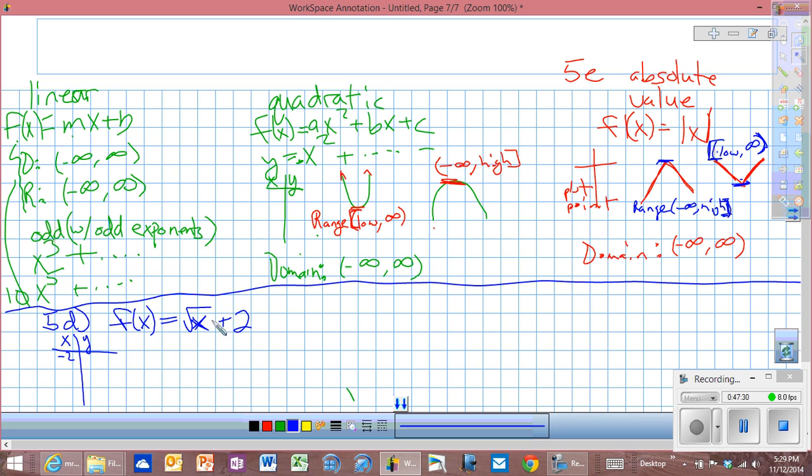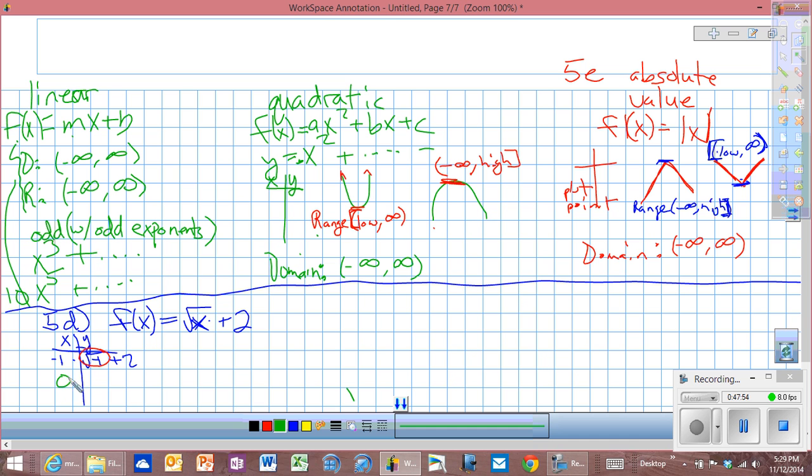And I plug in -2. So if I did -2, what's the square root of -2? I can't find square roots of negative numbers. I can't plug in -2. Can I plug in -1? What's the square root of -1? I can't do that one either. Let me just write that one out on why it doesn't work. Plus 2, it's this guy right here that I can't find.